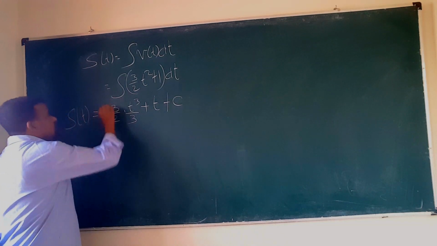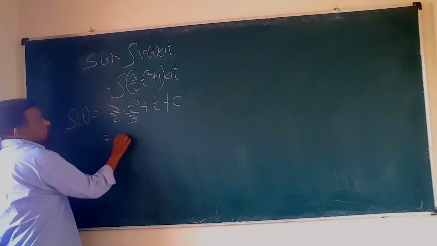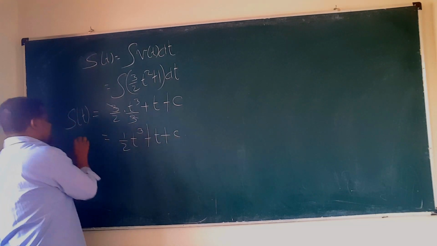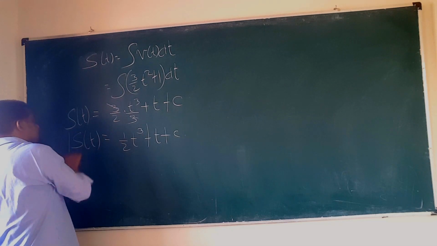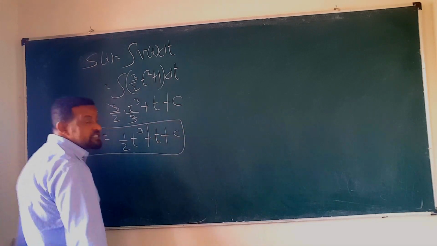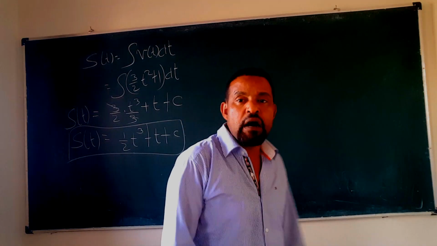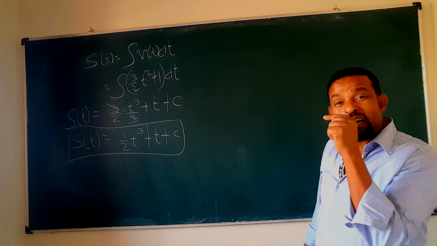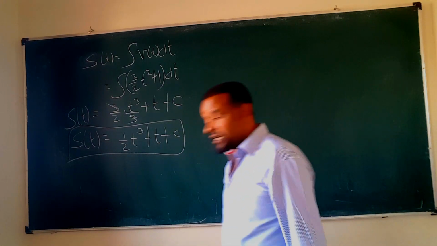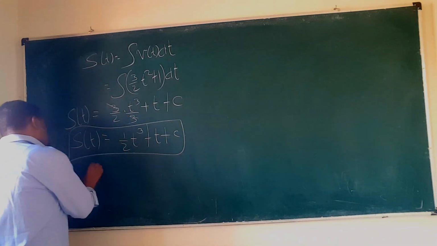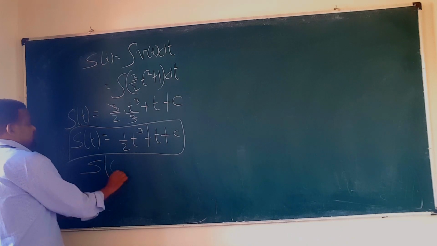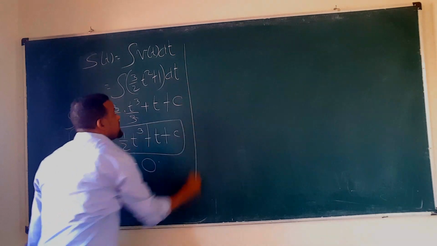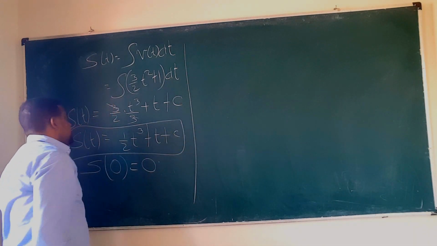So the displacement function is 1 over 2 t cubed plus t plus c. We should find this constant of integration by using the initial condition. What is the initial condition? You know that the initial displacement, that means s of 0, is 0. So from that we can find this constant of integration.